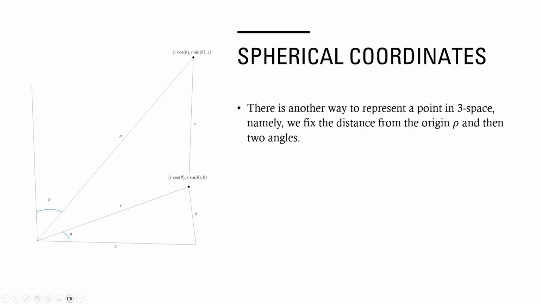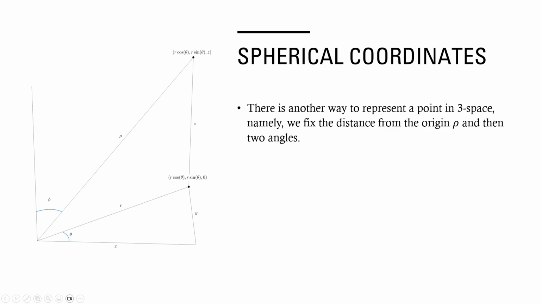So theta goes between 0 and 2 pi, it can go all the way around, but phi only goes between 0 and pi. Because if I went further around, then I'd have 2 ways to represent a point over here, because I could either go all the way around, or I could take the theta and go all the way around. So phi only goes between 0 and pi.